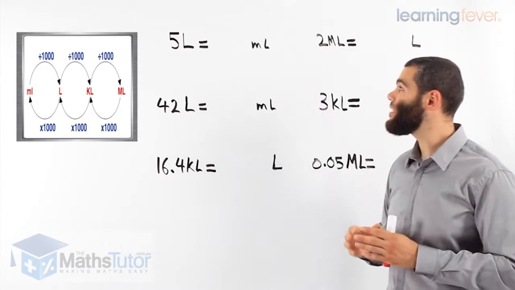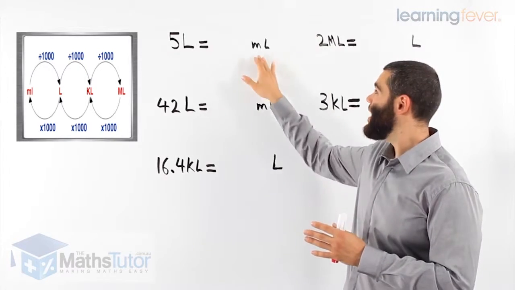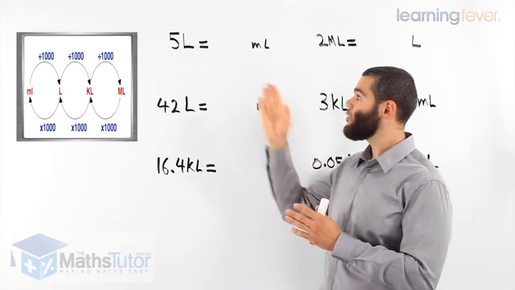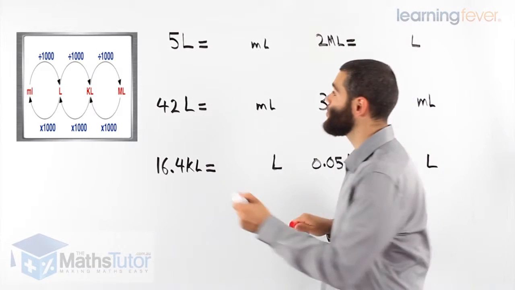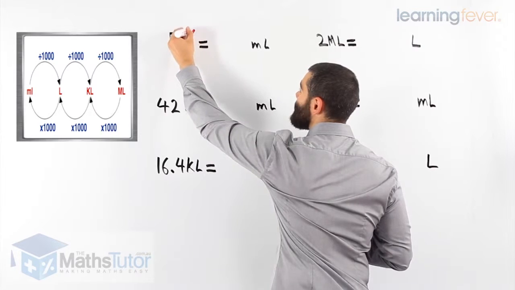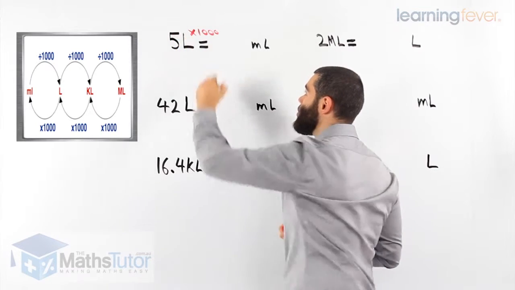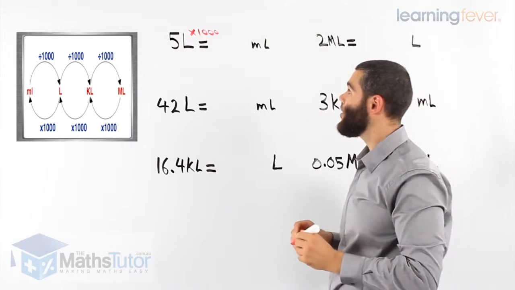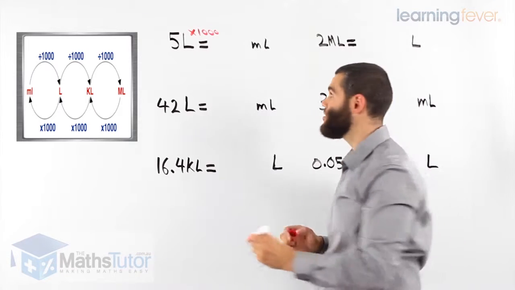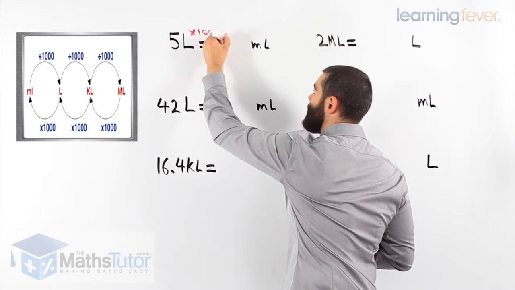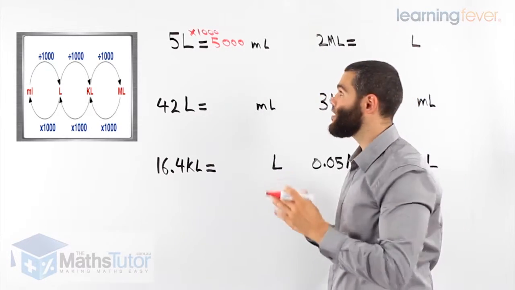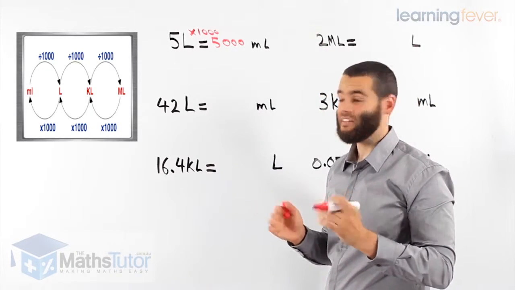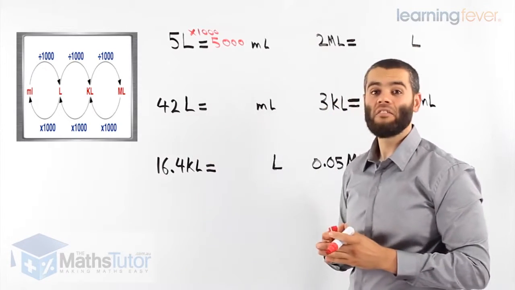We have 5 liters. We want to know how many milliliters that is. So from liters to milliliters, we times by 1,000. Always show your working out on top. 5 liters, 5 times 1,000, 5,000 milliliters. There are 5,000 milliliters in 5 liters. It's that easy.